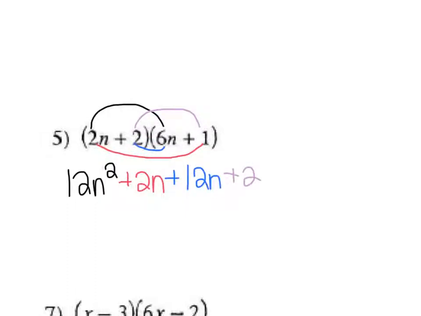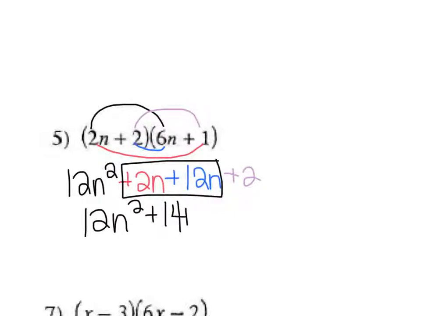Remember, part of FOIL is that there should always end up being some like terms. So we look in the middle generally, which thankfully seems to happen again here. They're both just an n, so we can combine them together. So we have 12n squared plus 14n plus 2.